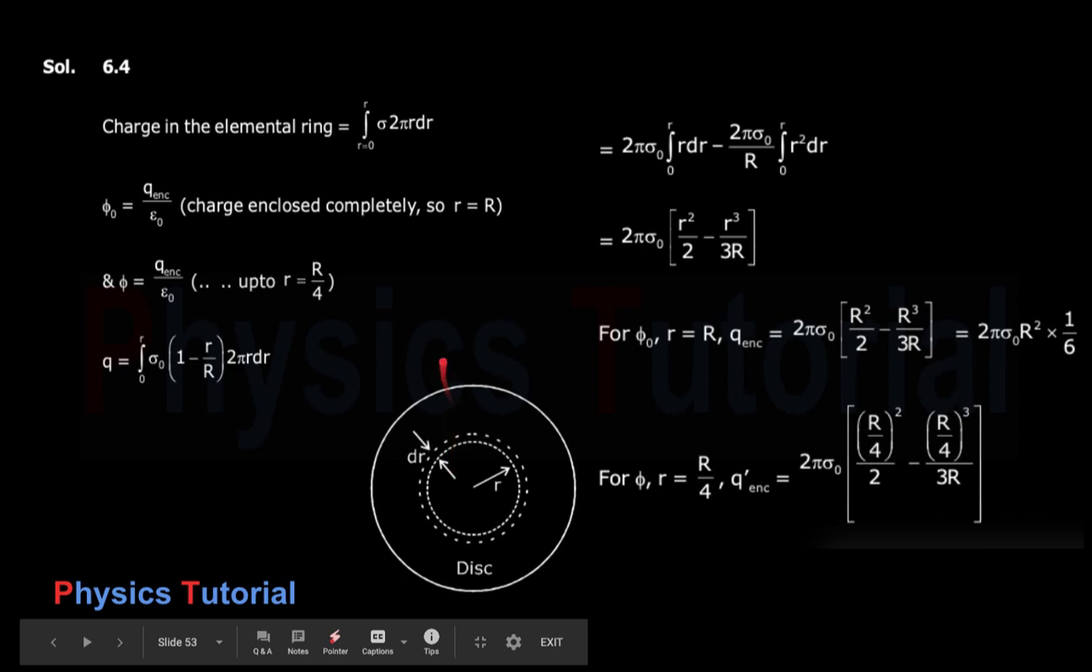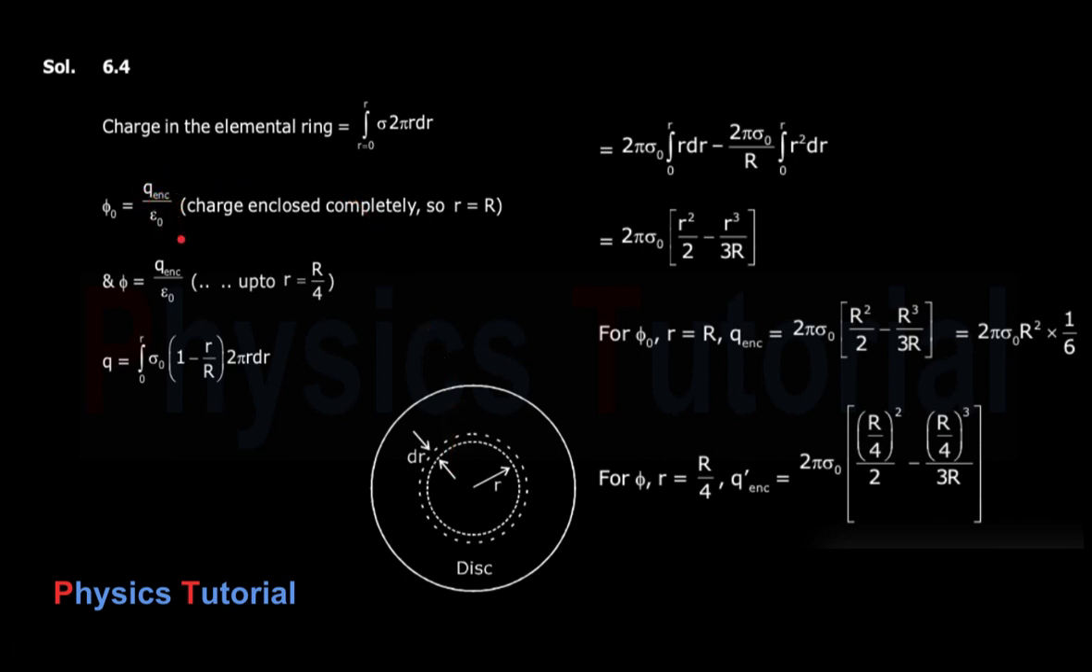Let this be the disk over here. Phi naught is equal to q enclosed upon epsilon naught, this is the formula for Gauss law, and q enclosed you have to find first. So integrate from 0 to R. Sigma is given over there, sigma naught into 1 minus r by R, times 2 pi r dr. And now integrate this. The integral of r dr is r square by 2, the integral of r square is r cube by 3, with 2 pi sigma naught common, and capital R left over here.